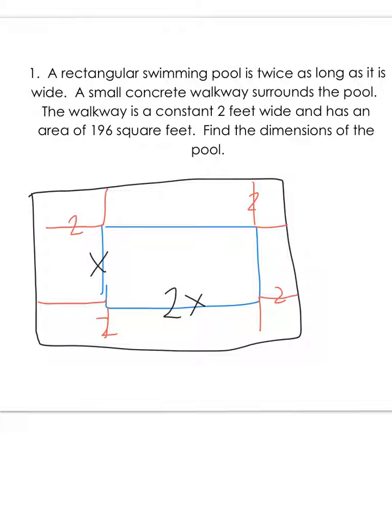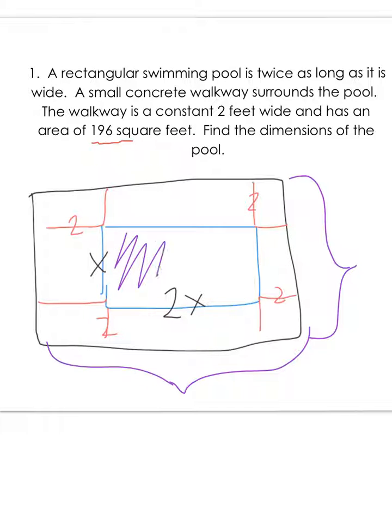But in order to do that, I'm going to want to use this important 196 square feet info and set just my walkway equal to 196 and then solve for x. This is a similar problem to something that we have looked at before. I need to figure out this total side length and this total side length, and then subtract the area of the pool so I can find just the walkway surrounding the pool, and then set that equal to 196.